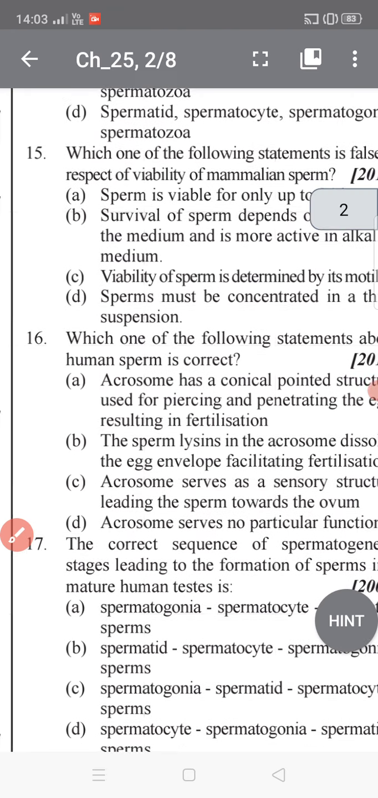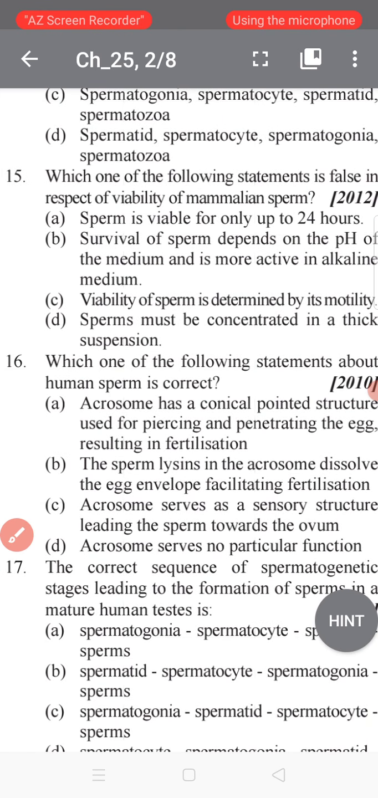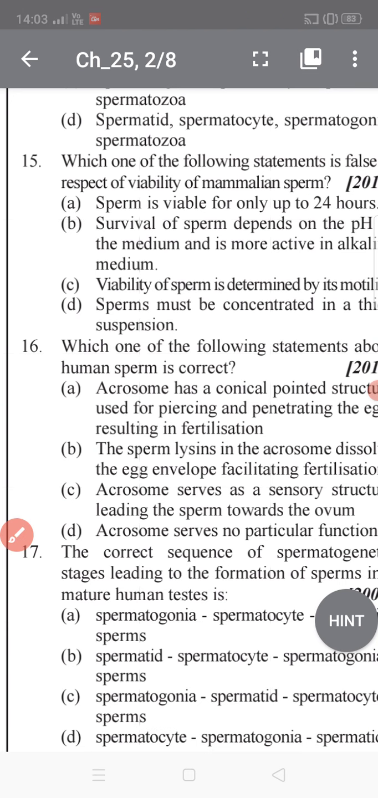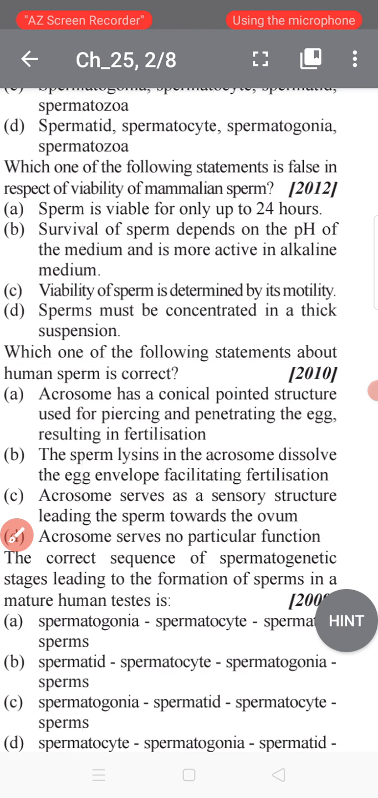So what statement about the human sperm is correct? From the options, option B: the sperm lysins in the acrosome dissolve the egg envelope, facilitating fertilization. Because the acrosome is a small pointed structure at the tip of the nucleus. It breaks down just before fertilization, releasing hydrolytic enzymes that assist penetration through the follicle cells that surround the ovum, thus facilitating fertilization.